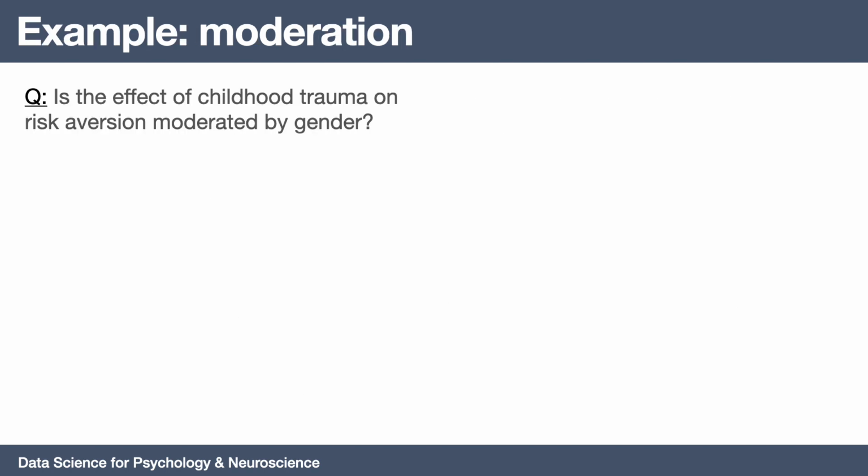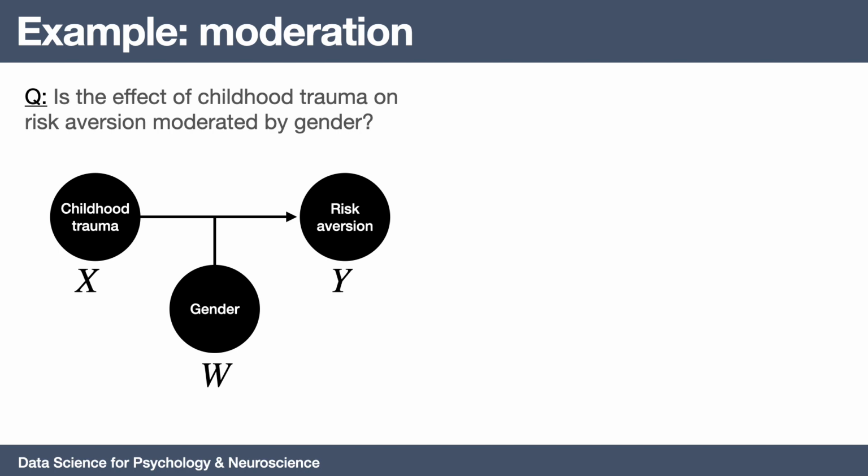Let's think about this in an example. Let's say you're trying to study the effect of childhood trauma on risk aversion moderated by gender. So you would visualize your model in this way. Your input variable would be an index of childhood trauma. Your output variable Y would be some performance on a risk aversion task. And W would be gender of the participant. So you'd set up a model like so, where you would have your childhood trauma index as a main effect, your gender index as another main effect, and then the interaction term itself.